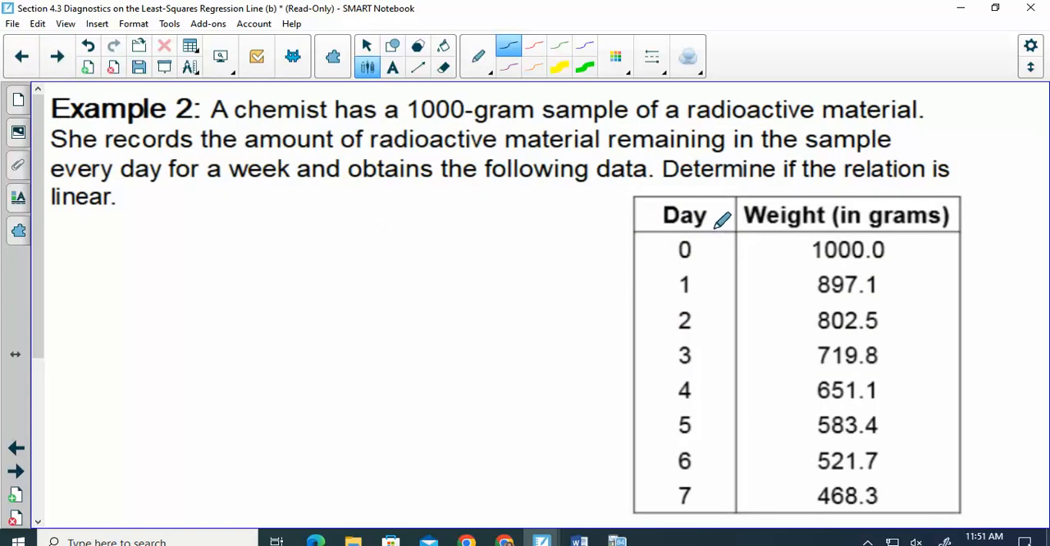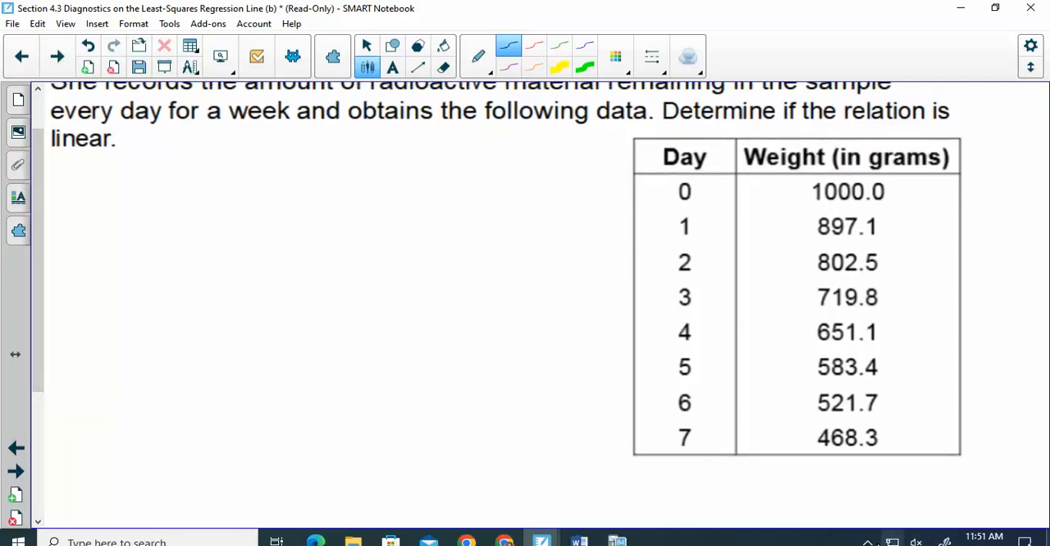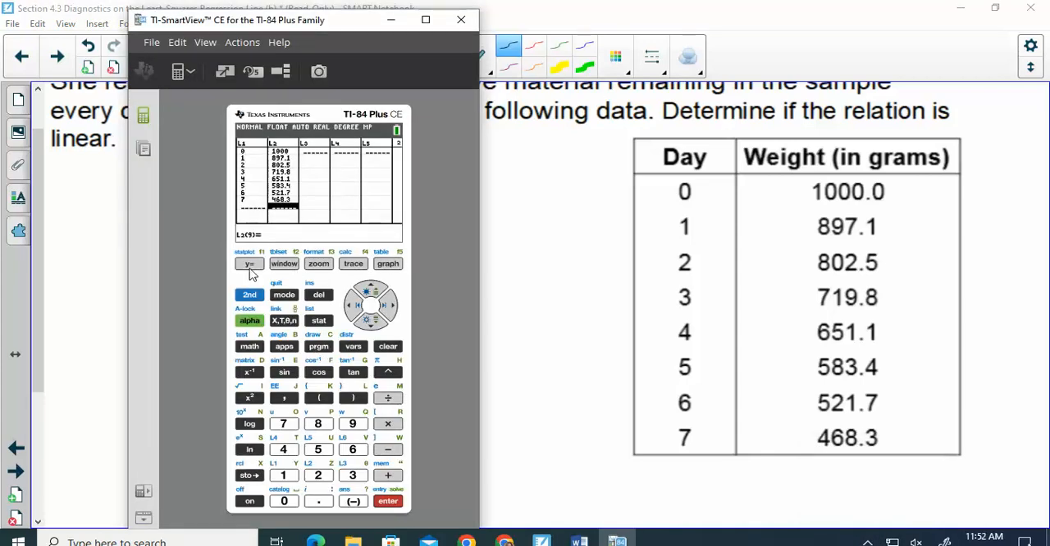So let's look at this one. So we are going to determine if this is linear data. So we're going to enter all of this into our calculator. So let's do a couple things first. Let's look at the scatter plot of that. So turn it on, X is L1, Y is L2. If we go to zoom 9, does this look linear? Yeah, it does. Okay, let's look at the R value. Okay, so if we do that, we go to stat, calculate number 4.